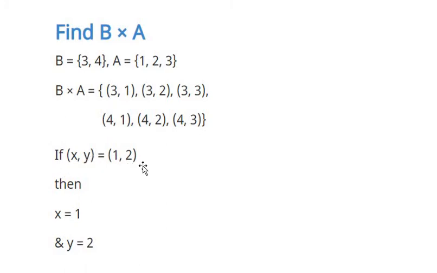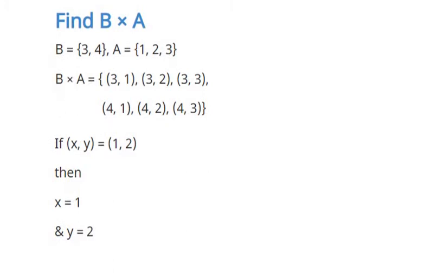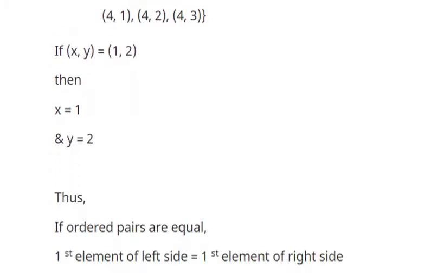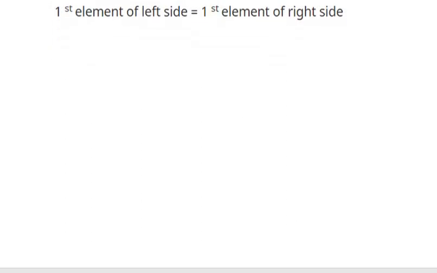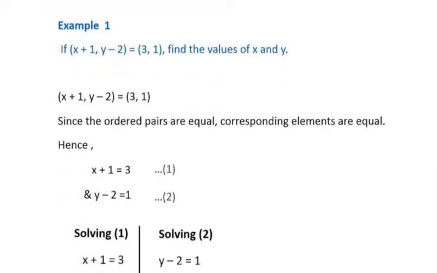Now if (x, y) is equal to (1, 2), and we want to compare two ordered pairs, how can we compare? We have to compare their corresponding elements. So x is equal to 1 and y is equal to 2. Remember that in all the ordered pairs, the first element belongs to the first set and the second element belongs to the second set. So whenever we want to equate two ordered pairs, we equate their corresponding elements.